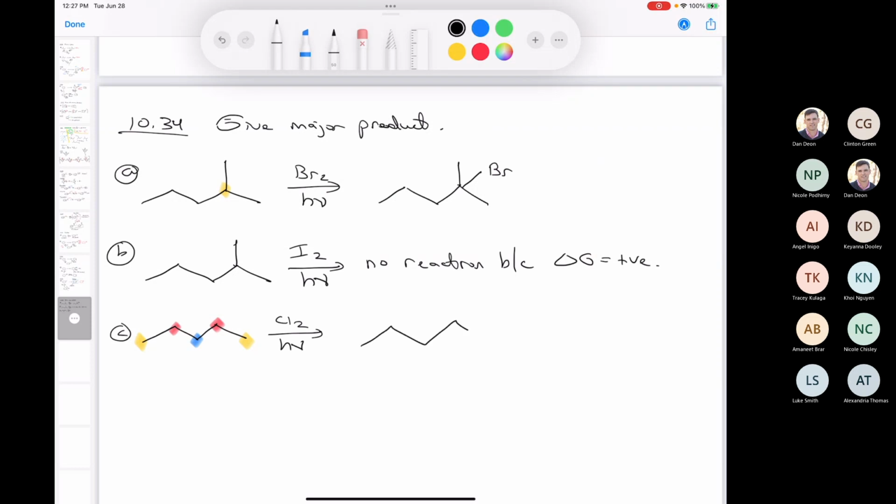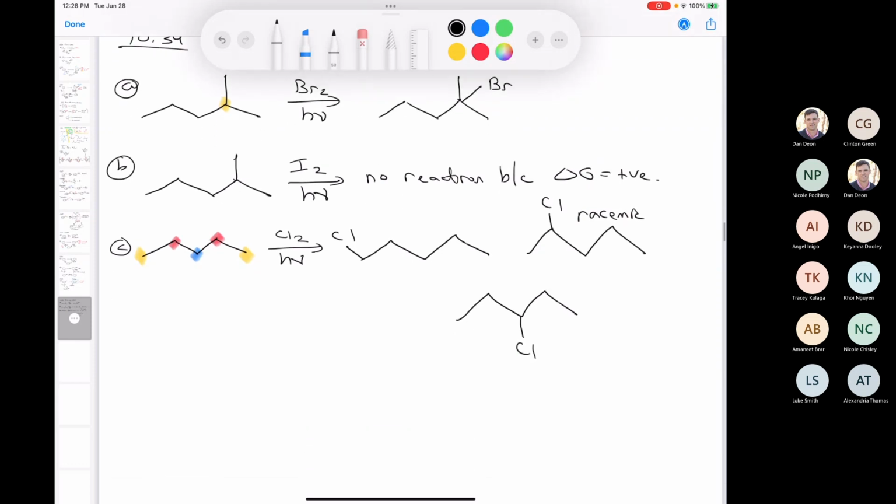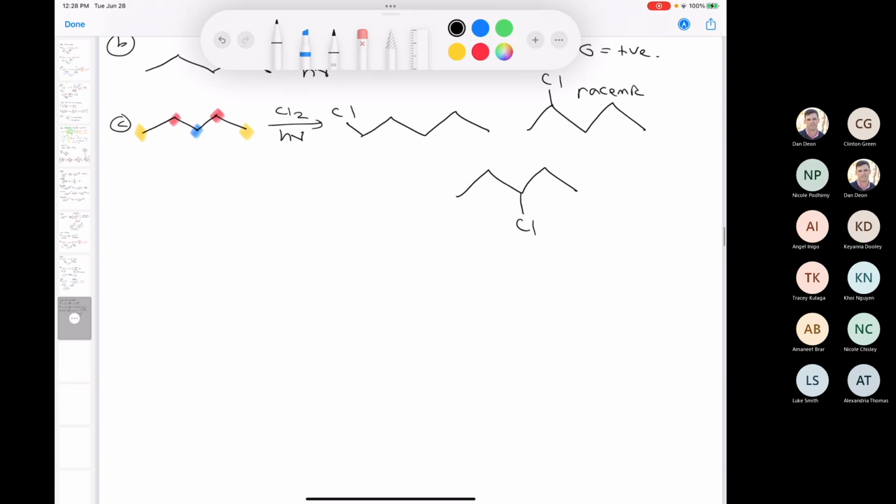So 1, 2, 3, 4, 5. We could put the chlorine here. We could put the chlorine here, or we could put the chlorine here. Those 3 isomers. This is a stereoisomer. So, we could write on this one, we could put racemic for this particular one, but the other ones are not stereoisomers.